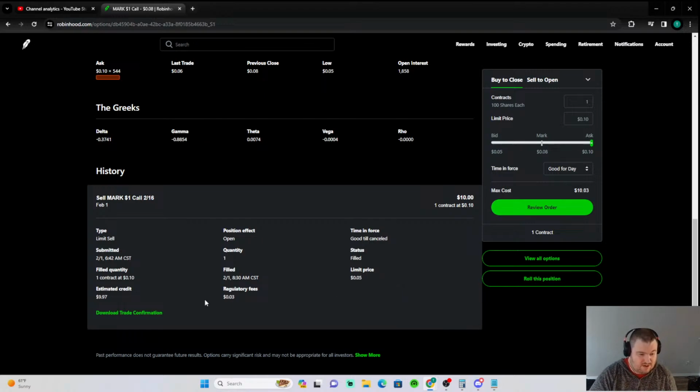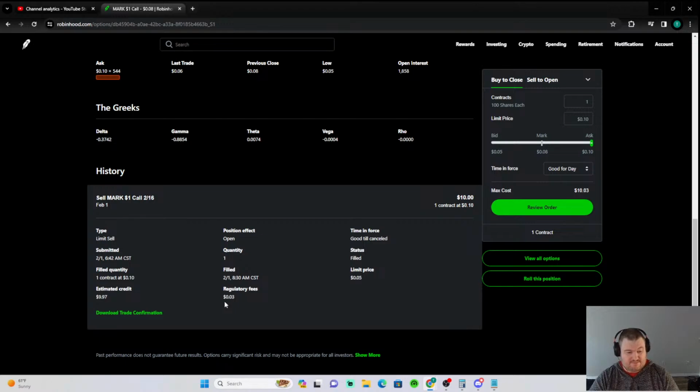All right. Regulatory fees. So out of that $10, they took 3 cents to make this transaction happen. So that's the regulatory fees. So I didn't get a full $10. We're going to say I got $10. I actually got $9.97 is what I got. And then Robinhood and the big industrial complex of stocks got 3 cents.